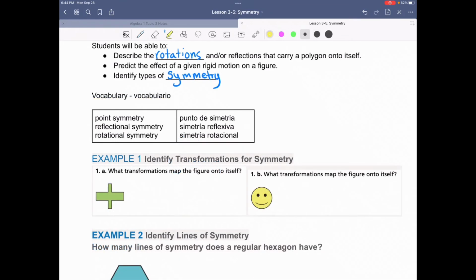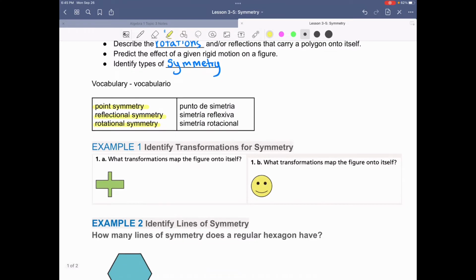Your vocabulary today is point symmetry, punto de simetría, reflectional symmetry, simetría reflexiva, and rotational symmetry, simetría rotacional.